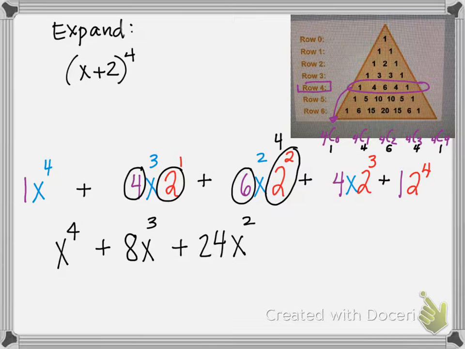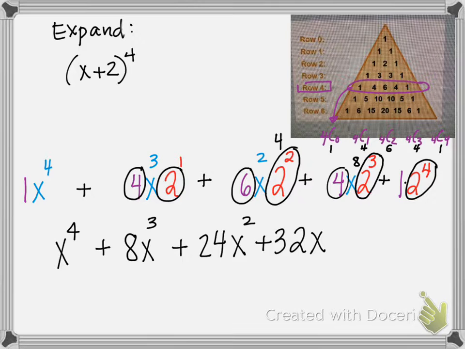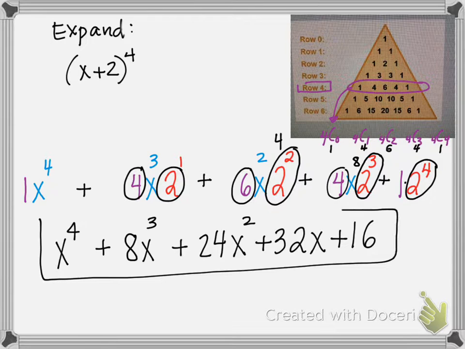The next term, I have to take 2 and raise it to the third power. So that's 8. And then multiply that by 4. So 8 times 4 is 32. So this is 32x. And then for my last one, this is 2 to the fourth, which is 16 times 1, which is just 16. So this would be my expanded form for (x + 2) raised to the fourth power.